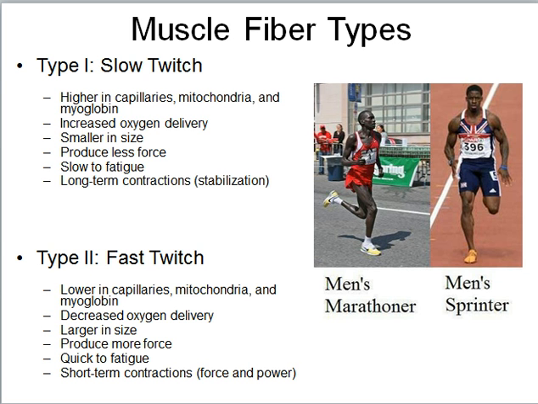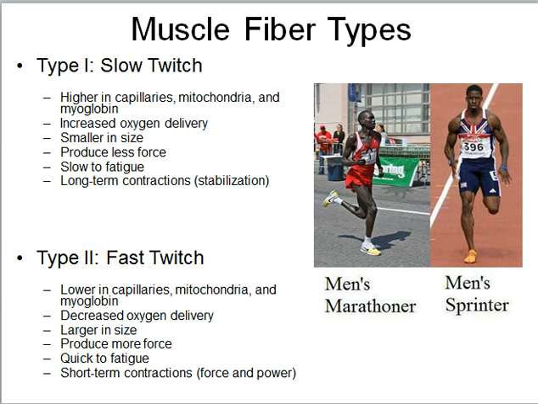So another characteristic is they have an increased oxygen delivery because of this higher capillary system. They're smaller in size, so as you look at your marathoner, he's lean, so he has a lot of slow twitch muscle fibers, but they aren't large because they have endurance capabilities.